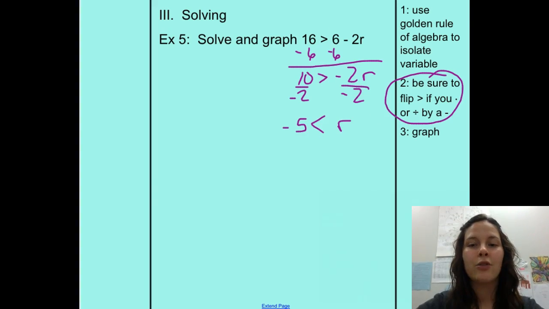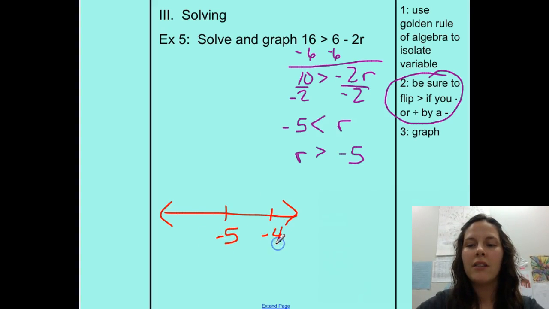Now because it's easier to graph with the variable on the left-hand side, I'm going to flip everything again and say, instead of -5 is less than r, I have r is greater than -5. Getting this on my number line, -5 in the middle, one value bigger, one value smaller. This time we have an open circle because r is simply greater than, so -5 is not a solution, and greater than goes off to the right.